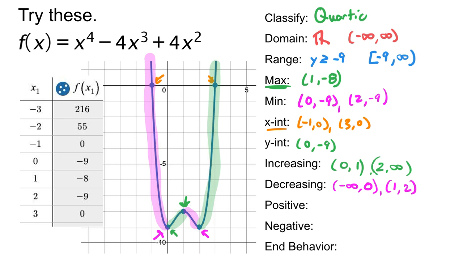Okay, where is this graph positive? It's positive above the x-axis. So when is this graph above the x-axis? Let's see here. That's from -infinity to -1. And then from 3 to infinity. Because if we look at it between -1 and 3, my graph is below the x-axis. The end behavior. Both ends point up. And I knew that because my degree was even and my leading coefficient was positive.